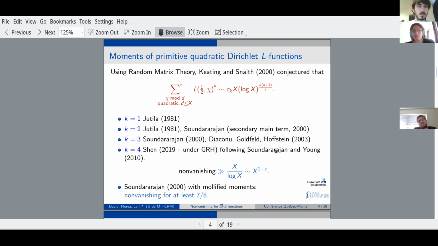You want to prove that they are all non-zero, but if not, you want results that say that there is a positive proportion of characters for which this is non-zero. And so just computing the moments doesn't work. Now, Soundararajan found a way of working with modified moments, and I'll talk about modified moments later, but the point is that he got non-vanishing for a positive proportion of 7/8.